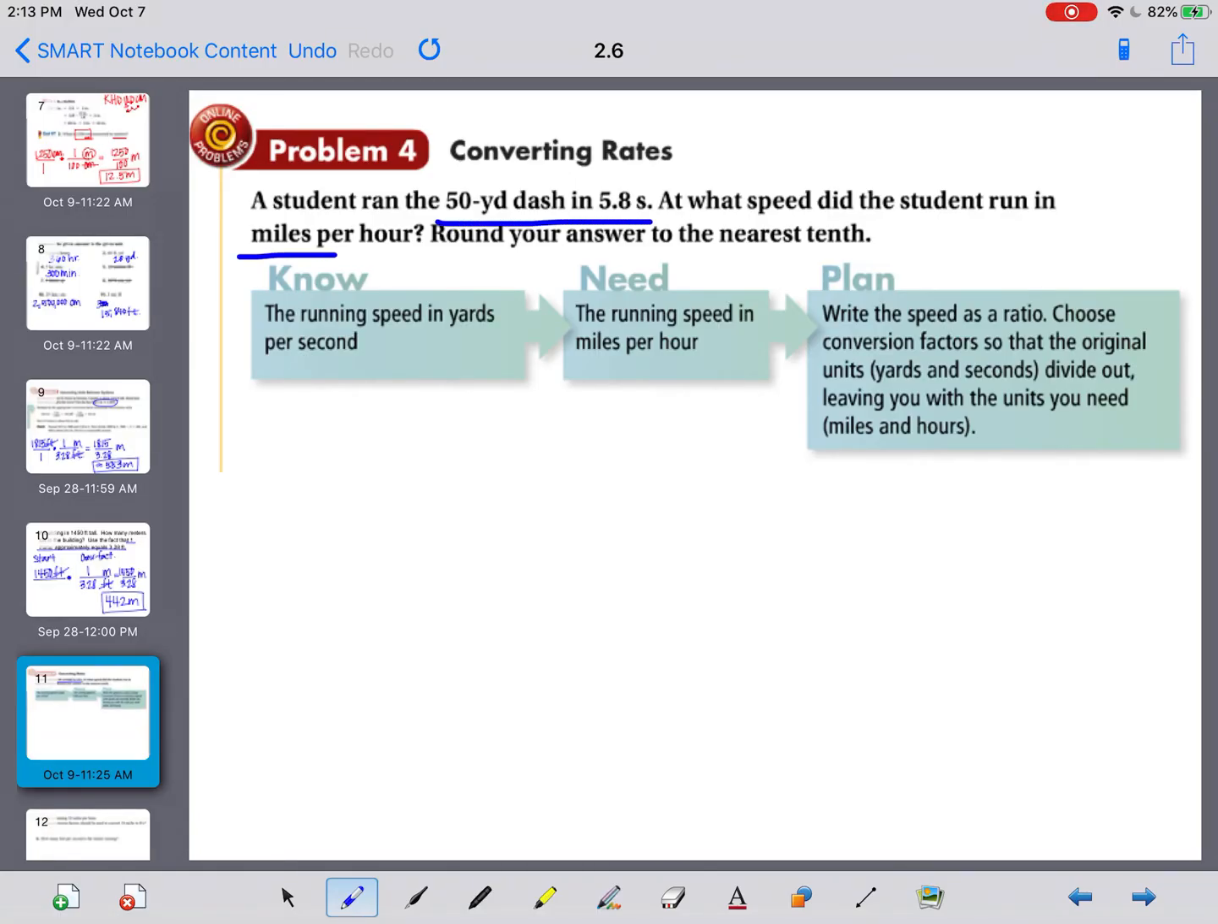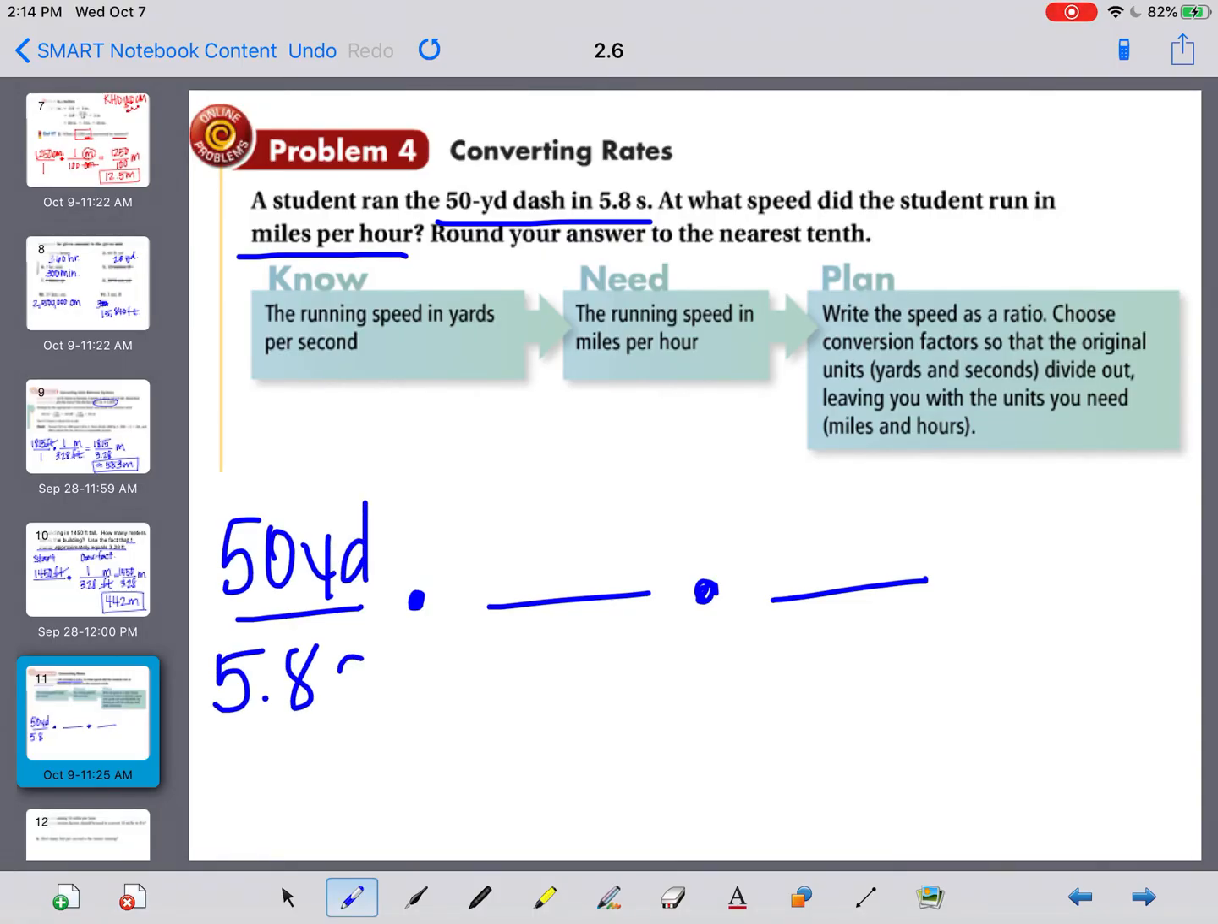Okay, this time a student ran the 50-yard dash in 5.8 seconds. At what speed did the student run in miles per hour? Now they're not just changing one unit, they're changing yards to miles and seconds to hours. So now we're changing two things. We need two conversions. So we need what we started with and two more conversions. All right, what we started with was 50 yards in 5.8 seconds. We need to change to miles per hour.